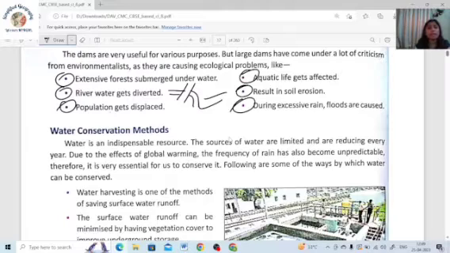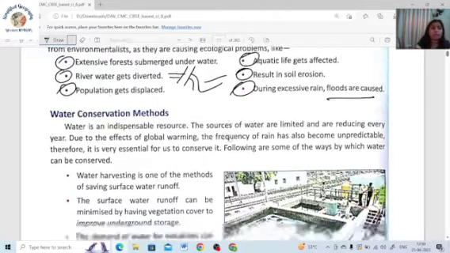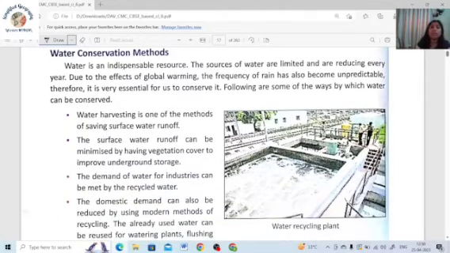During excessive rain, floods may occur. So basically, multipurpose river valley projects are for flood control or drought control. They can control the flow of water when and where is possible. But sometimes it happens that it causes several problems, ecological problems we deal with. So these are the things we need to think about before we set up such dams and all. So let us come to water conservation methods.